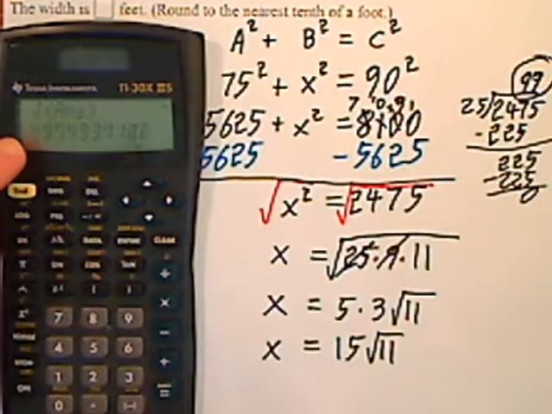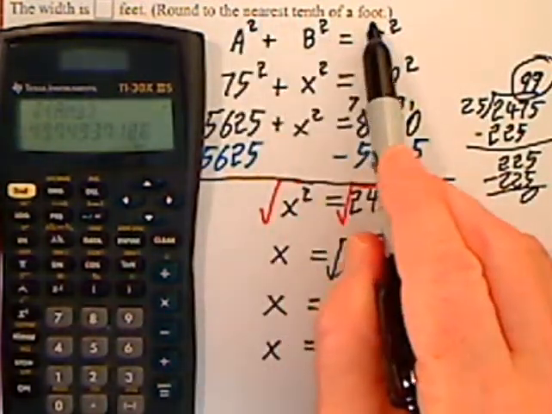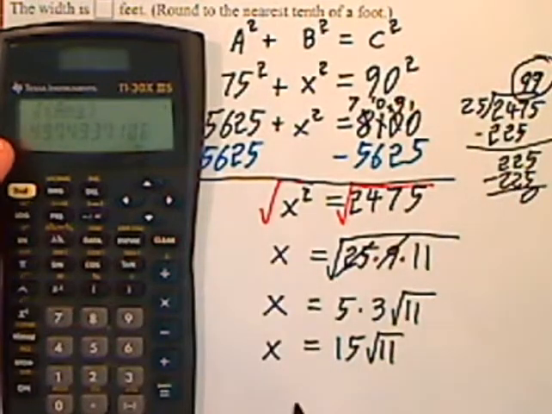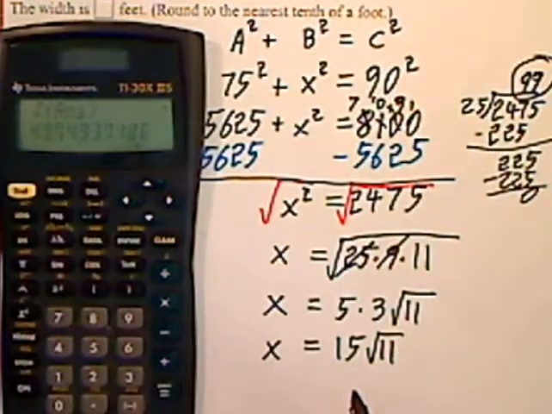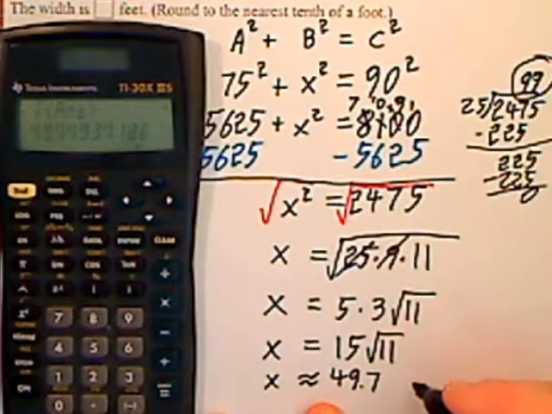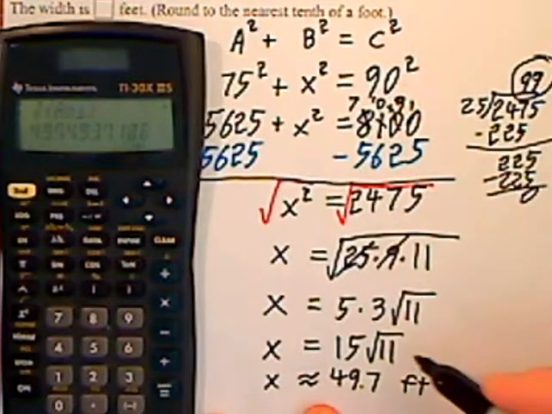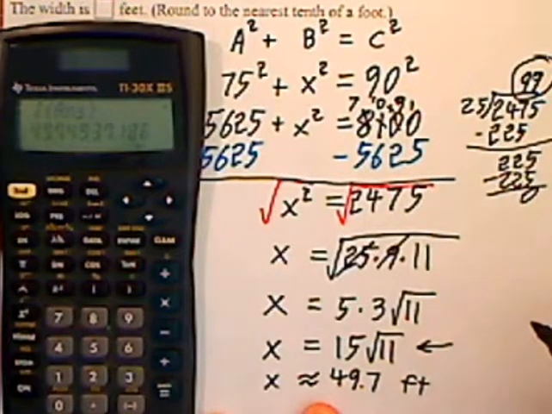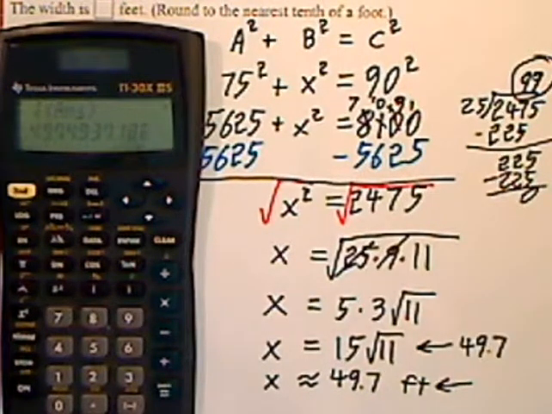So upon doing our calculation, the directions tell us to round to the nearest tenth of a foot. We have 49.74, so that is approximately equal to 49.7 feet. Again, the exact answer is the one that I expect in class. And it might look incredibly different, but the square root of 11 is a little bit bigger than 3, and 3 times 15 would be 45.